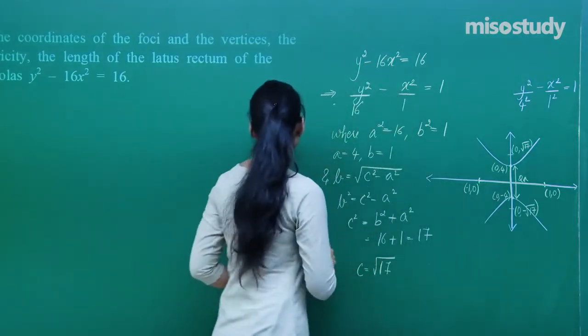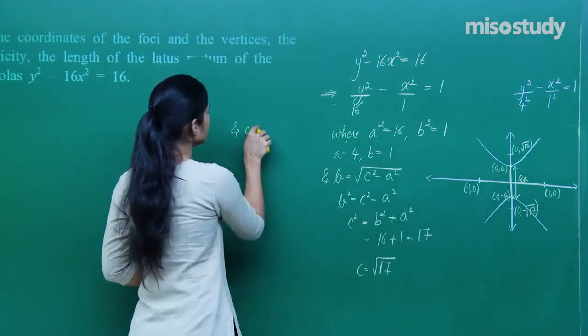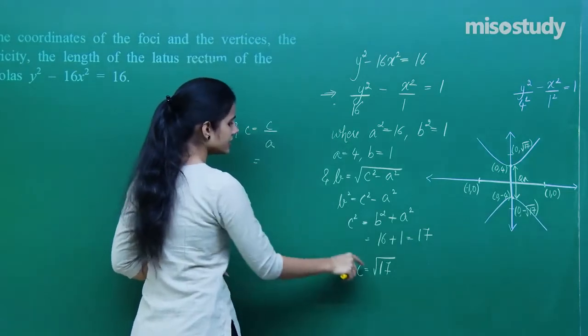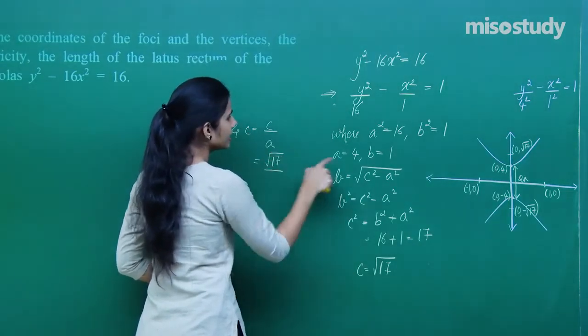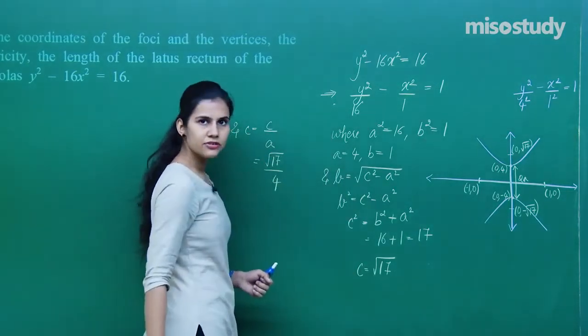After that I talk about eccentricity. Eccentricity is given by c upon a. C is coming out to be root 17, a is 4. So this is my eccentricity.